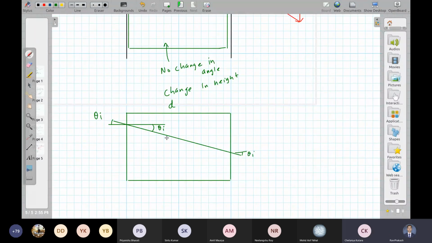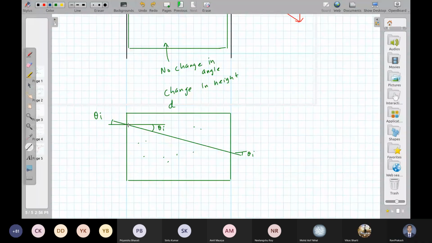Now when you fill this air slab by water, जब आप इस स्लैब में वाटर भर देंगे, what angle will light make from the horizontal? Theta I, less than theta I, or more than theta I? Less than theta I. So this new ray is this. Since it is a denser medium, light will move towards the perpendicular, and this is the new direction.